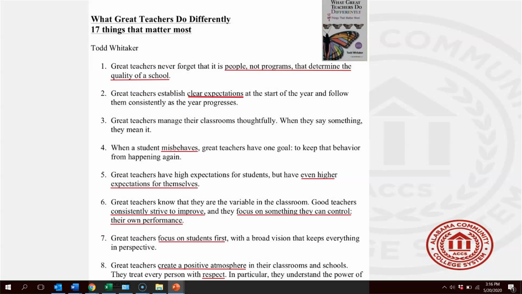This one gives 17 things teachers do great. You can read through these yourself. I'll flip to the next screen. Pause the video if you need a little more time reading.